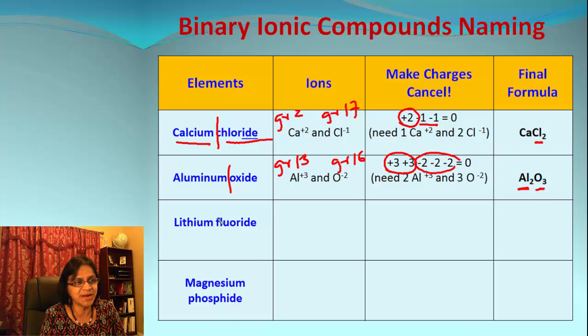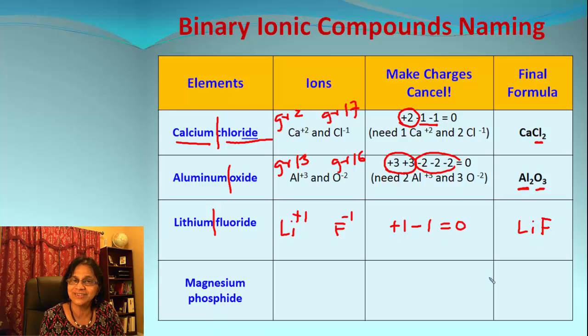Okay, let's try the remaining two. Lithium fluoride. The lithium symbol is Li. Lithium is in group 1, so the charge is positive 1. The fluoride ion comes from the fluorine atom, and fluorine is in group 17, so the charge is negative 1. How do the charges cancel? Positive 1, negative 1 equals 0. That means we only need 1 atom each.